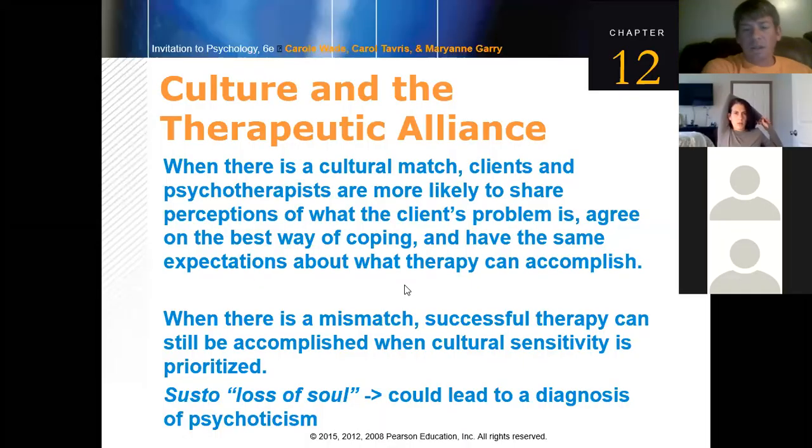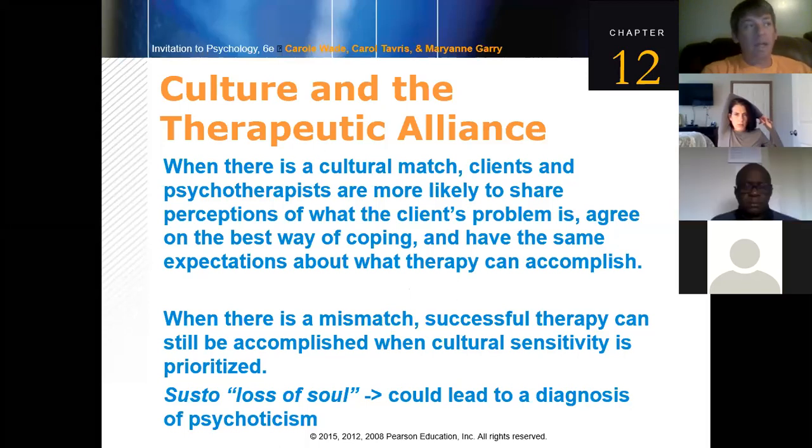So susto is a loss of soul in some Latin American speaking countries. And so this could mistakenly lead someone in a different country to diagnose the person as being psychotic. But really, it's a normal expression of emotion.